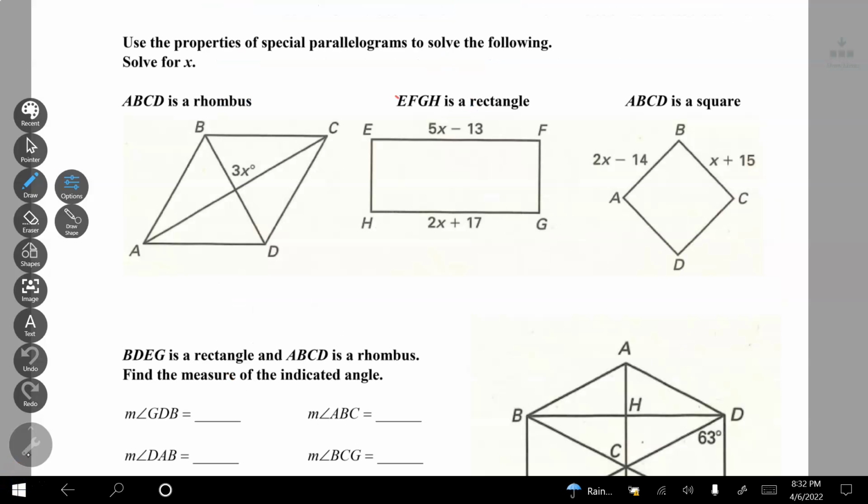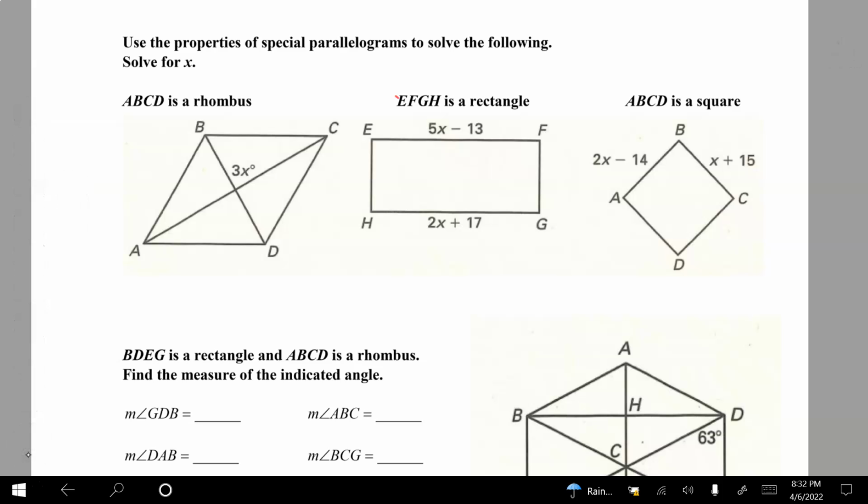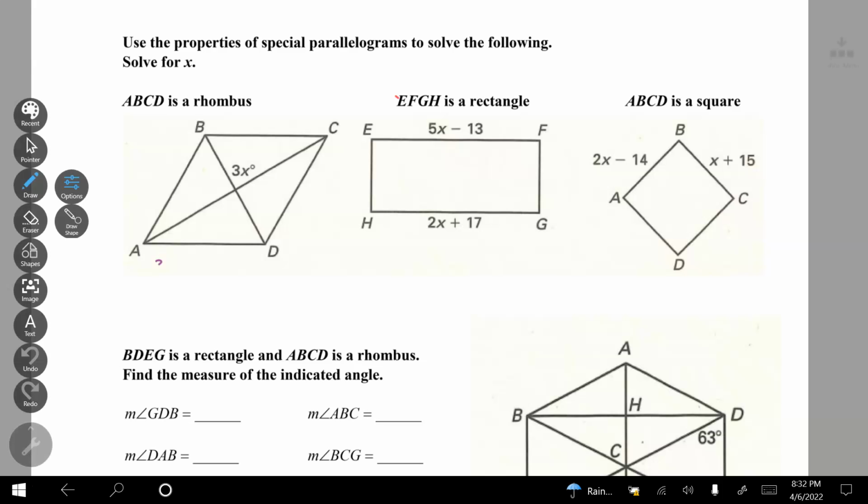Okay, let's solve some of these problems based on what is given to me. If ABCD is a rhombus, I know that these diagonals are perpendicular to each other. So the angle at 3x is equal to 90, or x is equal to 30. Over here, if this is a rectangle, these two sides are congruent. So 5x minus 13 equals 2x plus 17. Bring the 2x over, add the 13. I get x equals 10.